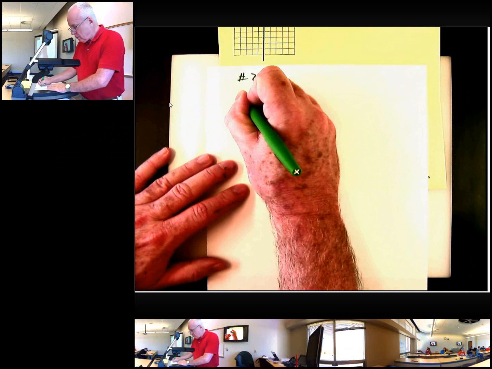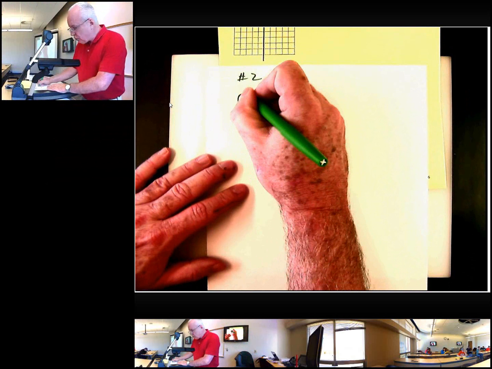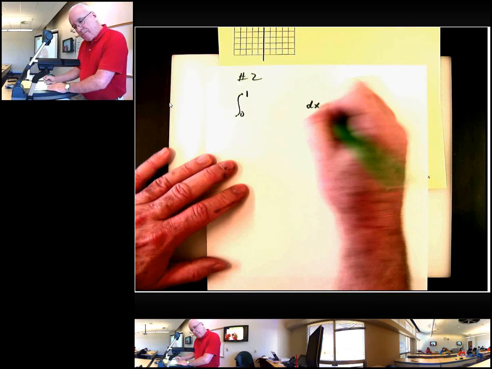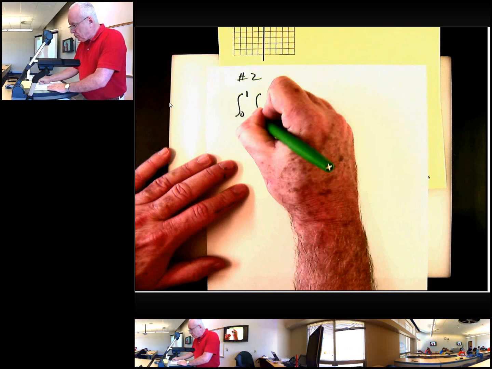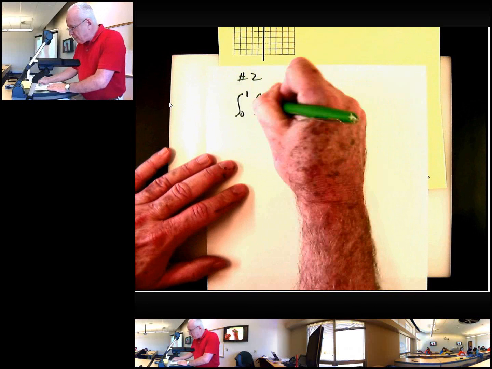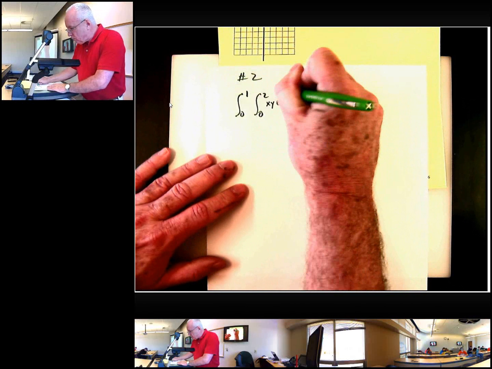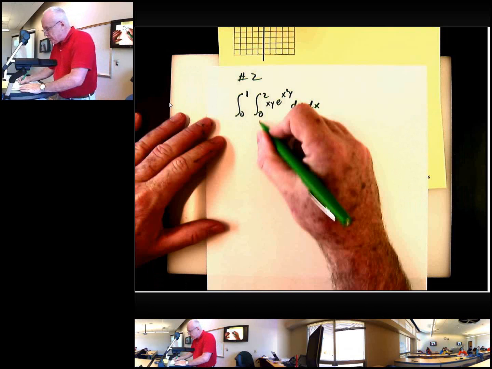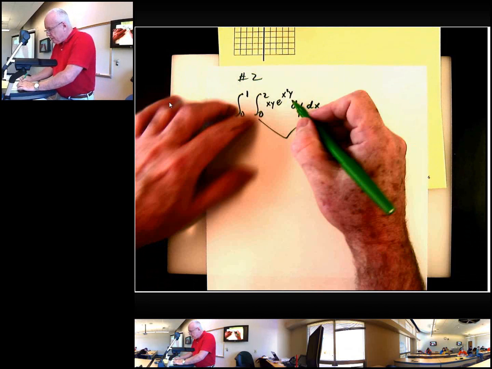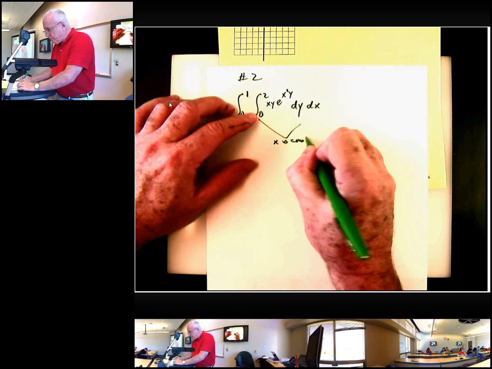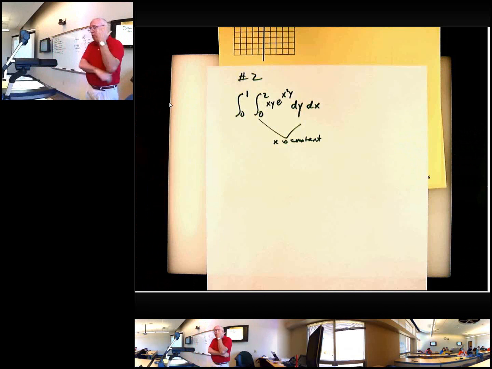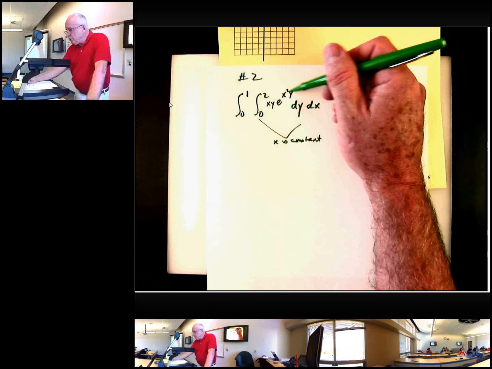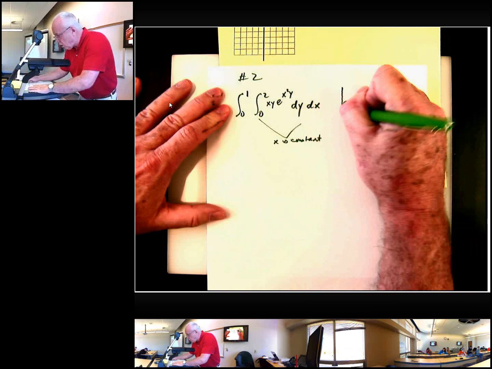I have the first one is 0 to 1. Okay, so your outer limit is the dx then. And then 0 to 2, so your inner one is dy, all right? And then you have xy e to the x squared y. So let's see. If you do it this way, because I integrated in the other order here, this means that x is considered a constant, right? Therefore, when you do the integration here, you're making life hard. This is the hard way.